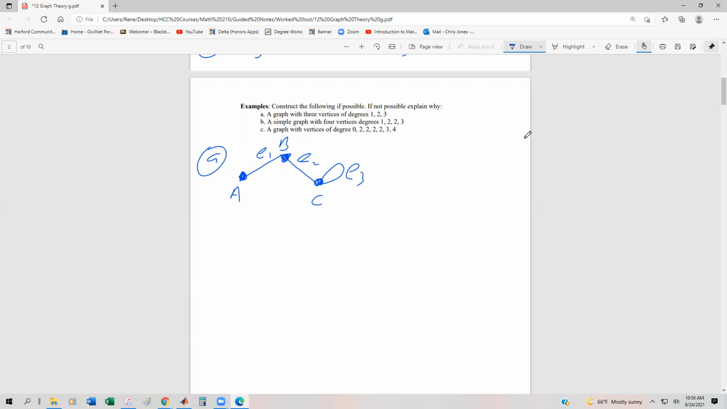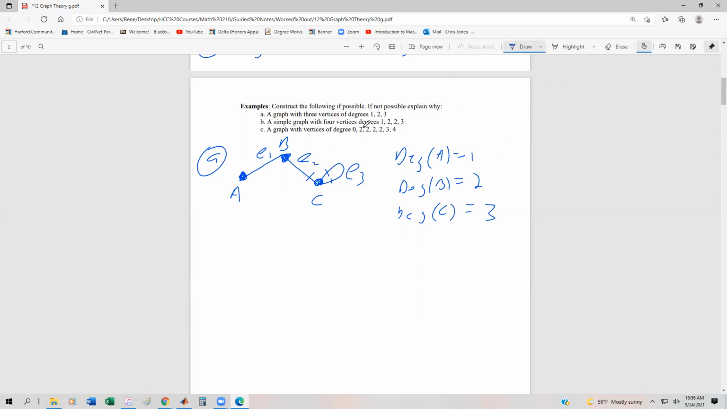And if you look and see what the degrees of each of the vertices are, the degree of A is 1, all right, so that takes care of that. The degree of B is clearly 2, and then the degree of C is going to be 1, 2, 3. And when we have a loop, it contributes 2 to the degree of the vertex. All right, and so we've done it. We've created a graph that has 3 vertices of degree 1, 2, 3.